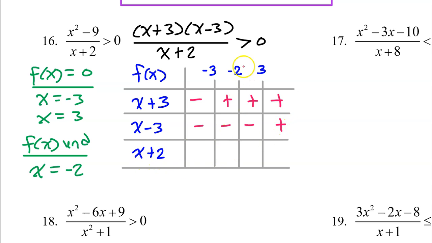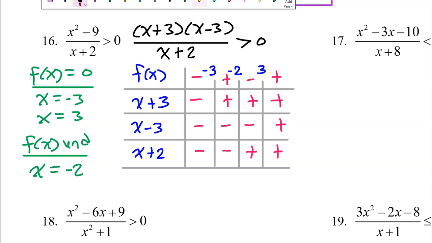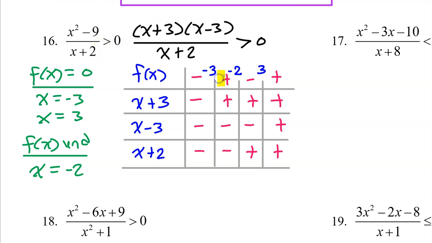X plus 2 gave us the negative 2. It will be negative to the left and positive to the right. F of x will be negative in the first interval because of the odd number of negatives, positive in the second interval because of the even number of negatives, negative in the third interval, and positive in the fourth interval. We are looking for where f of x is greater than 0. That's going to be where f of x is positive.